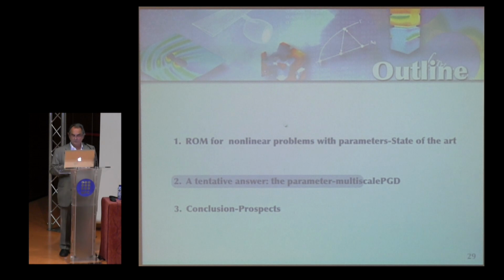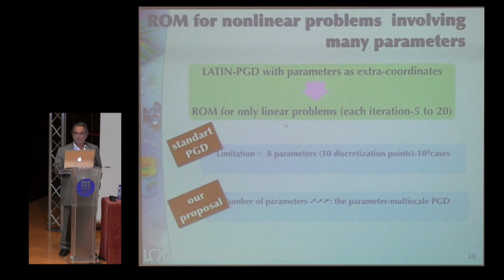Now I move to the case where we have quite a lot of parameters. The idea that we are using is the technique where the parameters are seen as extra coordinates. Let me recall that we construct a reduced order model only for linear problems. With the standard PGD, we have a strong limitation: 8 parameters is a big maximum, with 10 decision points. Our proposal is to go much further with the parameter multiscale PGD.